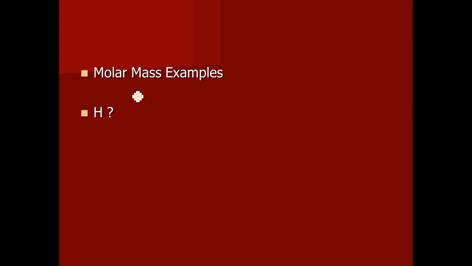So let's just look at a few more examples here. Now you guys can write these down in your notes. I'm just going to help you out. If we looked at hydrogen, okay, I'm looking at hydrogen. It's 1.01 grams per mole on the periodic table.